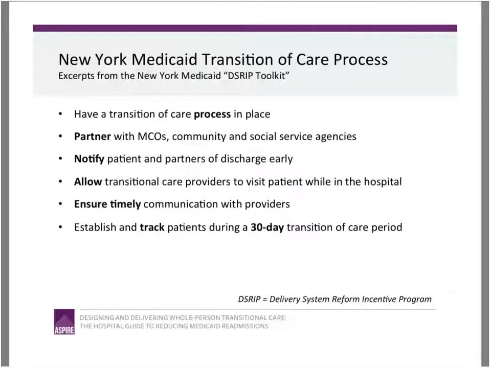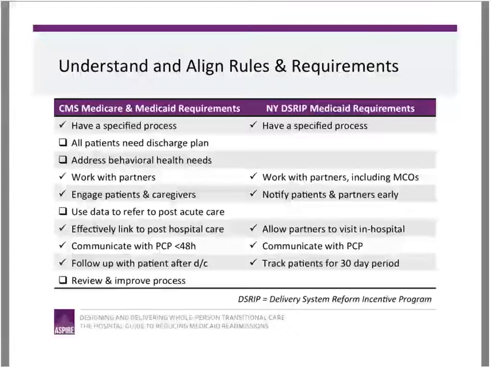Allow the transitional care providers from the community or from different agencies to actually come in to physically visit the patient prior to discharge. Hospitals need to ensure timely communication with receiving providers and to establish and track patients during a 30-day transition of care period. So again, these are excerpted elements of what the New York DSRIP transition of care model looks like.